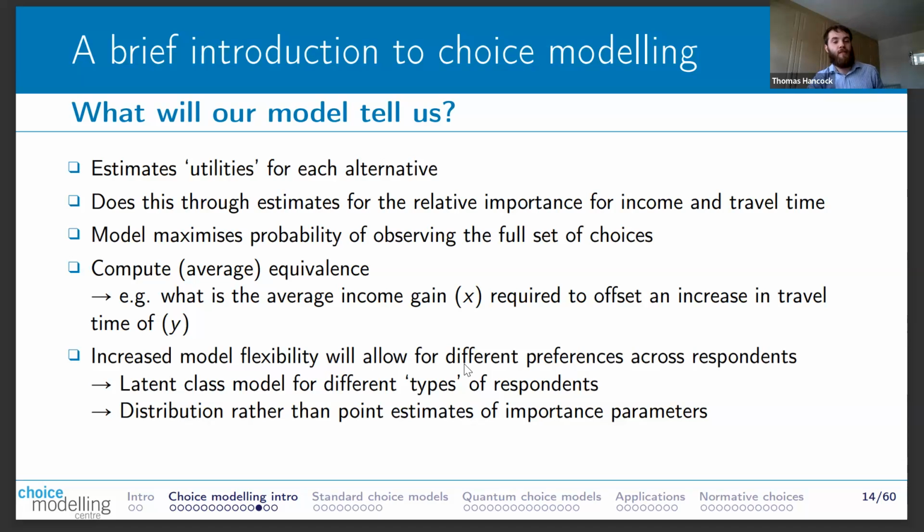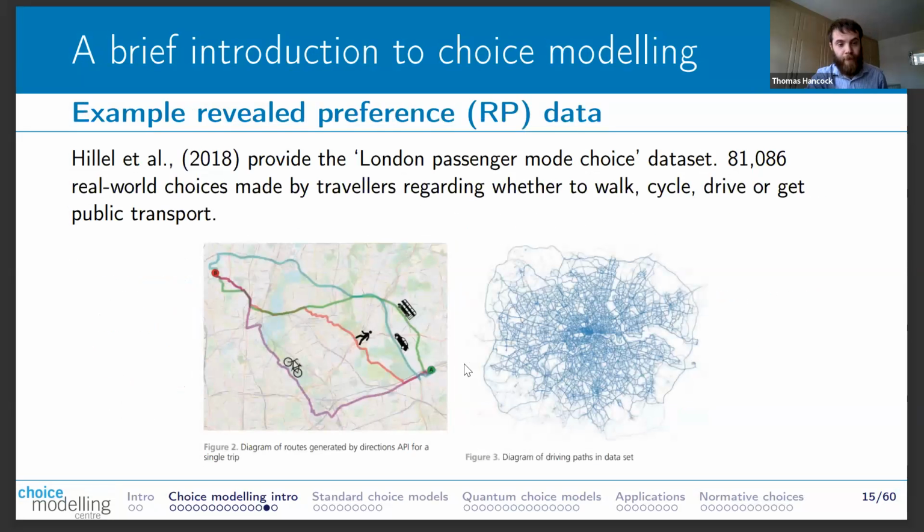So what we then do with this model output is compute average equivalences. What is the average income gain required to offset an increase in travel time? That's quite useful information, and there are certain practitioners, government agencies, etc., that would find this sort of information very useful. For example, when building HS2, this would be a very crucial question. Increased model flexibility will allow for different preferences across respondents. There are different ways of doing this: latent class choice models, or using distributions rather than point estimates of importance parameters.